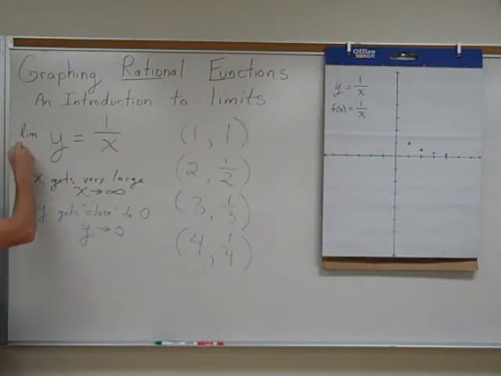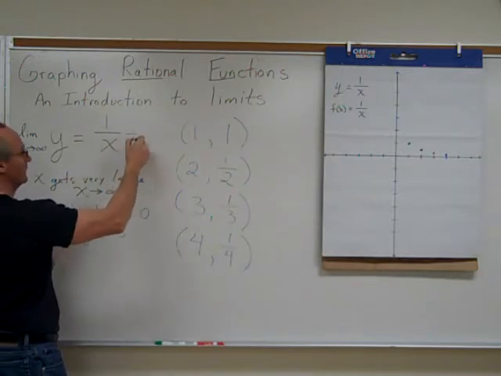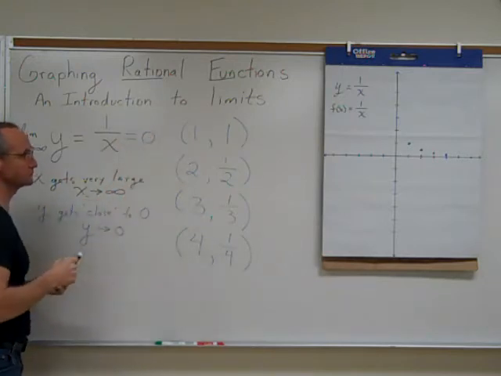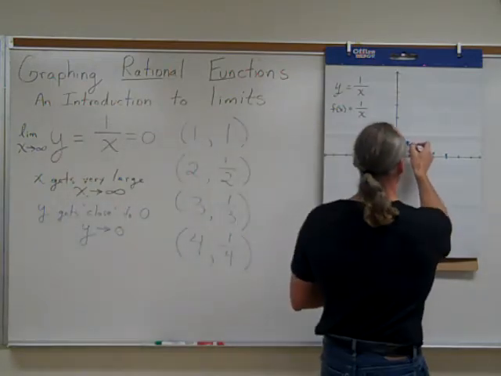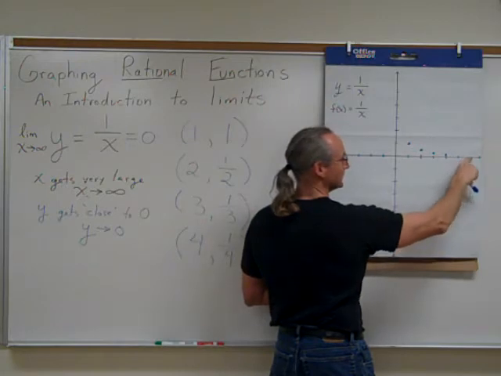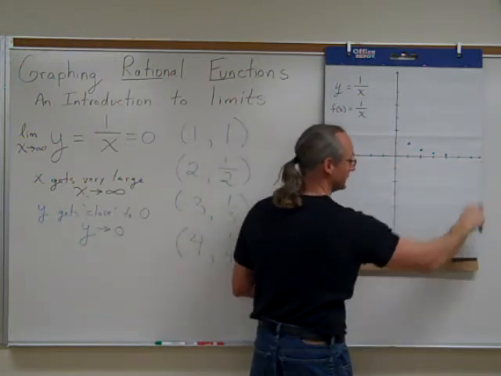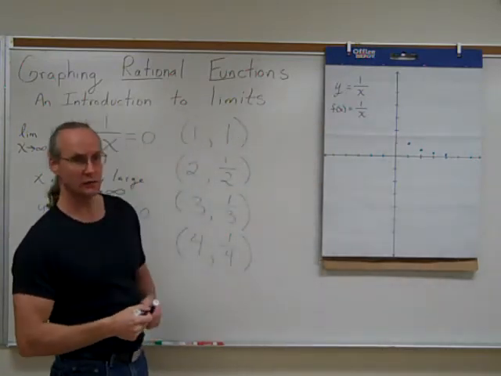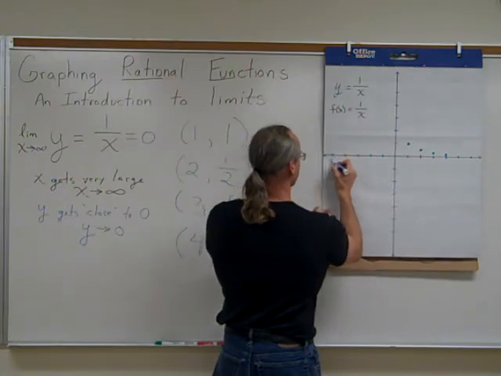This is a limit, and formally we write it: the limit as x approaches infinity of this function is 0. That's why when we draw this, we get closer and closer to this line. This line is the x-axis, but its equation is y equals 0. We call this thing a horizontal asymptote.